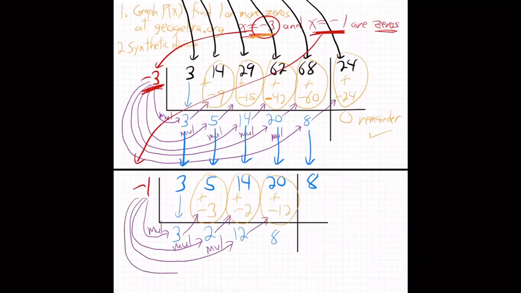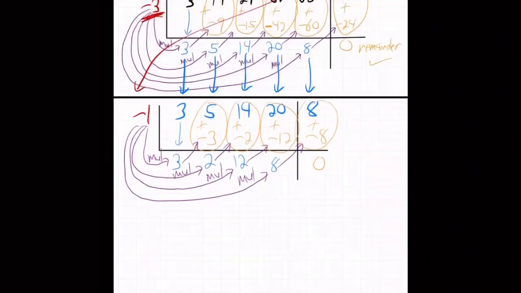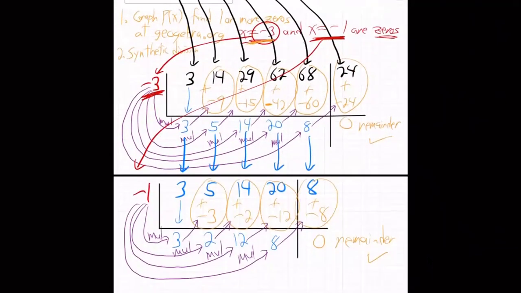And last time, you know what's supposed to happen here? Multiply negative 1 times 8. Sure enough, negative 8. Add them up. 0. That's beautiful. Whoop, I bumped it. That's not beautiful. Remainder, check. So in other words, we successfully divided by negative 3 and then took that result and divided by negative 1. Okay. So this is really working out.